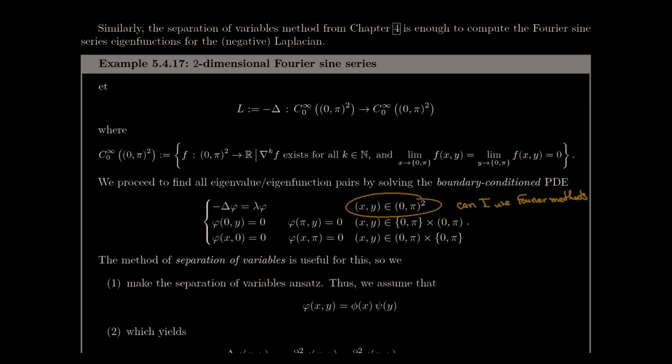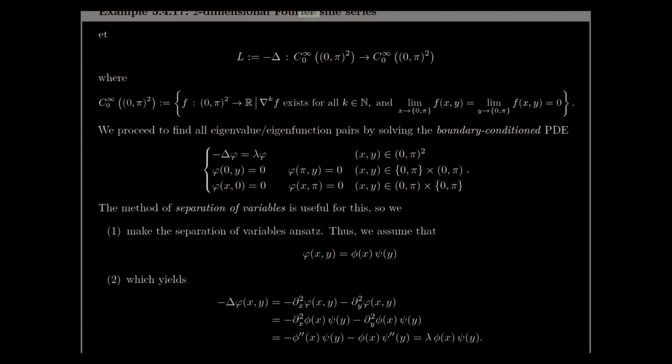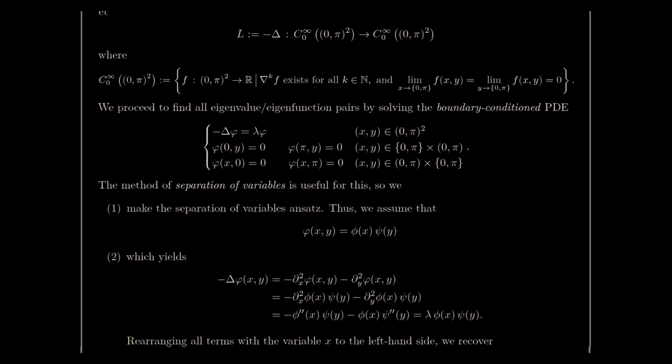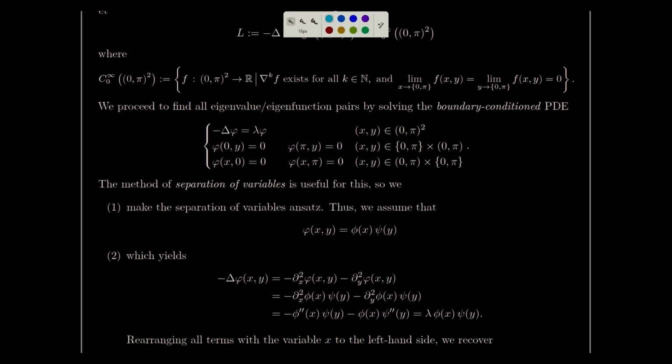Instead, we have to resort to our very last section in chapter 4, which was separation of variables. So we're going to really be stuck with separation of variables here just because we can't use a Fourier method the way it's been presented. So let's try to solve this problem with the separation of variables, and all we have to do is start with the ansatz, right? Separation of variables ansatz.